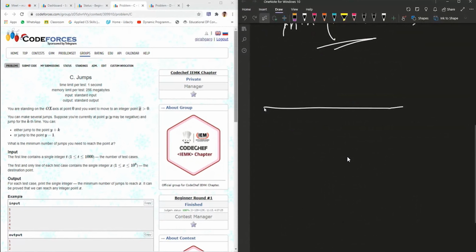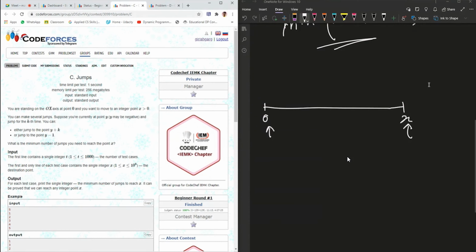So here is the number line. We are currently at point 0 and we need to reach point x. How do we reach this? You can make several jumps. Suppose you are currently at point y and jump for the kth time. You can either jump to the point y plus k or jump to the point y minus 1.